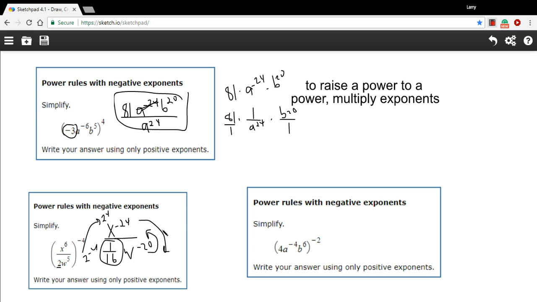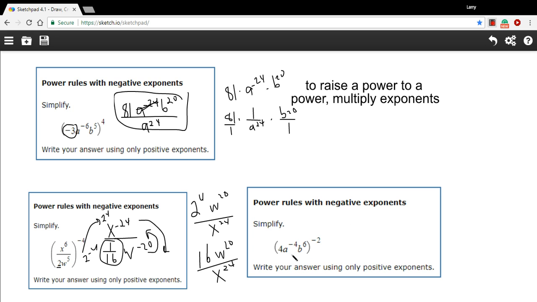If I do all that, let me rewrite it. I'm going to get 2 to the 4th. I'm going to get w to the 20th. And that's going to be over x to the 24th. And 2 to the 4th is of course, 16. So that's 16 w to the 20th over x to the 24th. All right, let's try one more here.